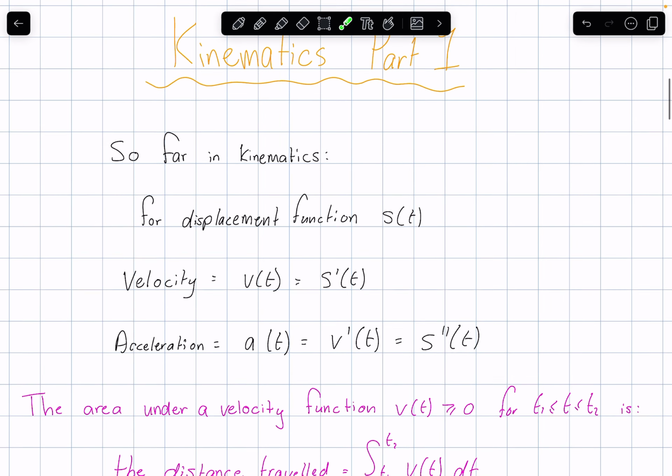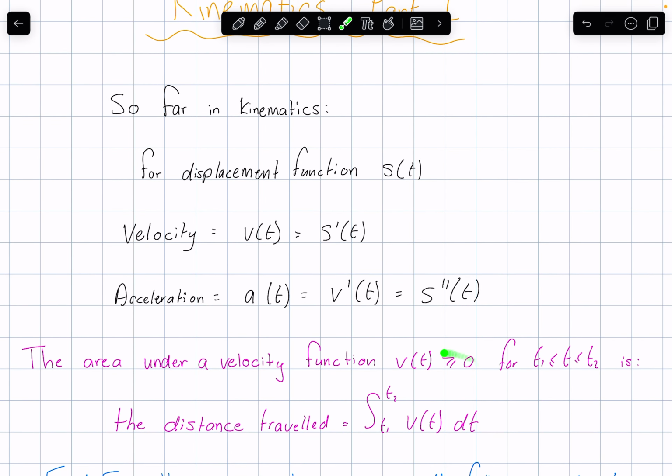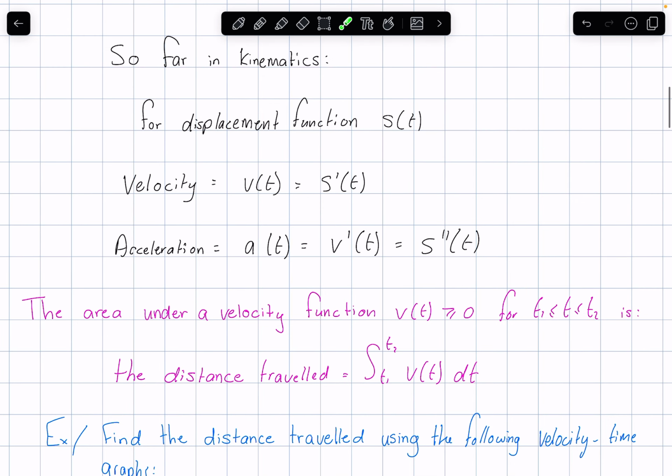So the area under a velocity function that's greater than or equal to 0, for t1 less than t less than t2, the times we're looking at, is the distance traveled. And we can represent that by the integral from t1 to t2 of v of t dt. Now that only applies for velocity greater than or equal to 0. It gets a little bit different when we're looking at displacement, and we'll talk about that in a moment.